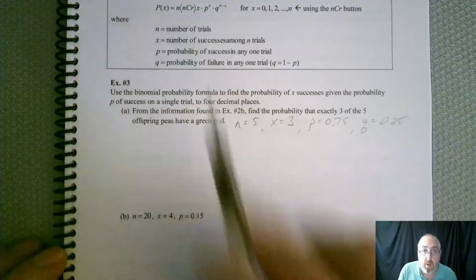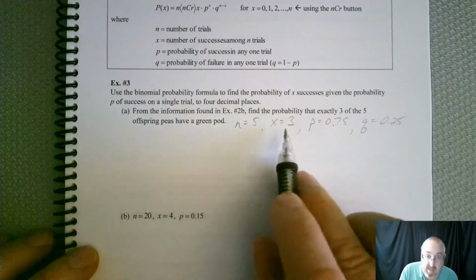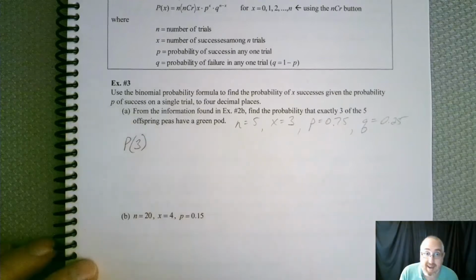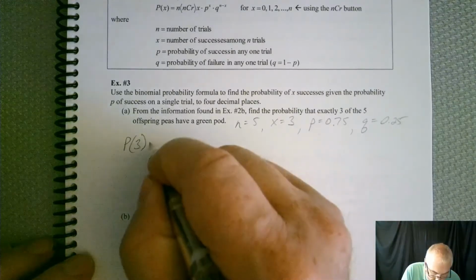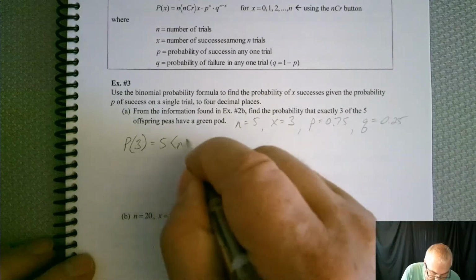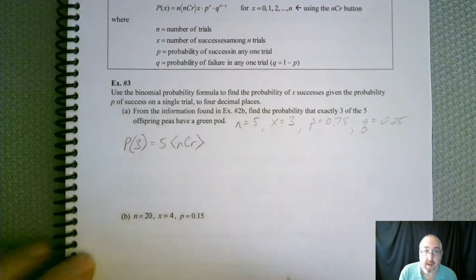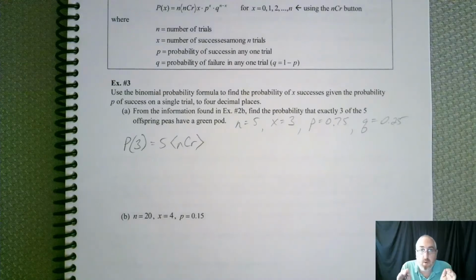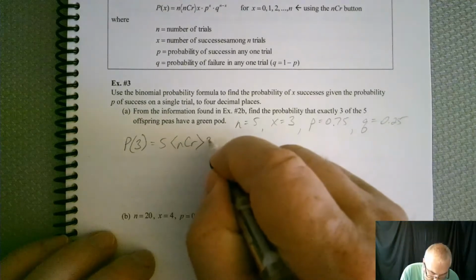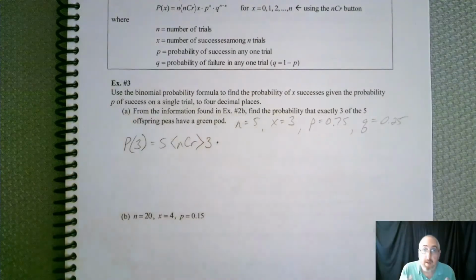This is the formula we're going to want to use. So now x is 3. So we're going to want the probability of exactly 3 is equal to our 5, our NCR, and again, just those brackets, all it's for is just to indicate it's a button on your calculator, nothing more. Don't overanalyze it. And then you got x is 3. So that's the first part that we're going to see in the calculator.